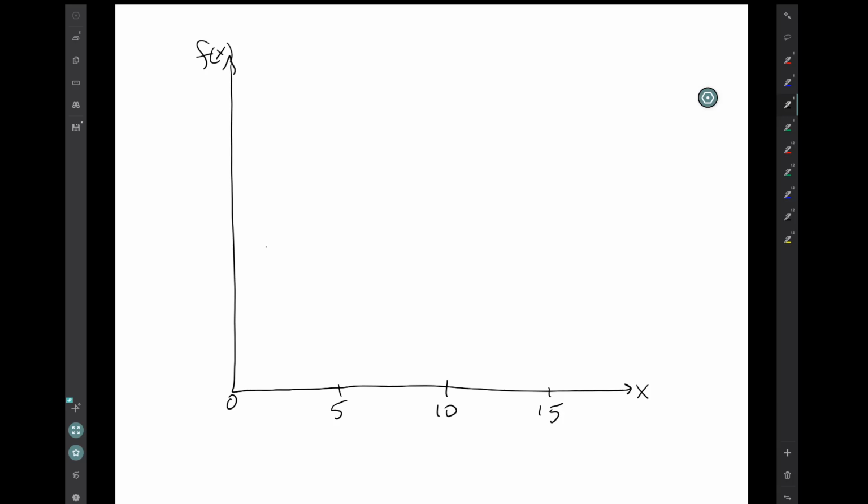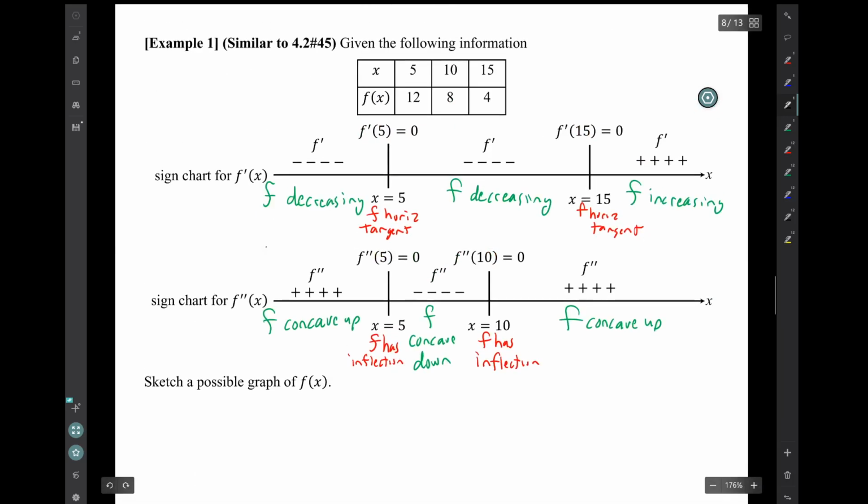So there are my coordinate axes. Now let's go back up and look at our given information. We have this information about x, y coordinates of points on the graph. When x is 5, y is 12. When x is 10, y is 8. When x is 15, y is 4. So we can plot those 3 points.